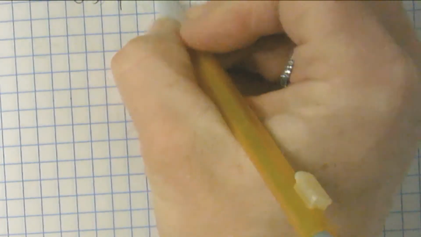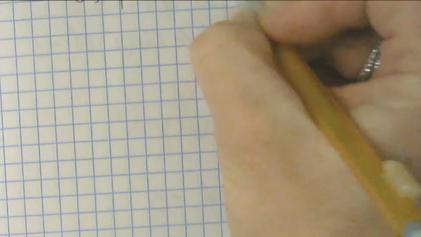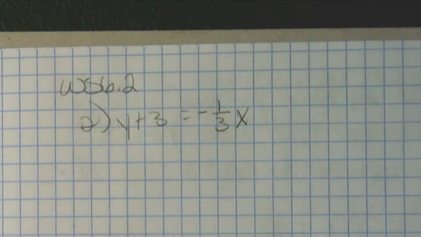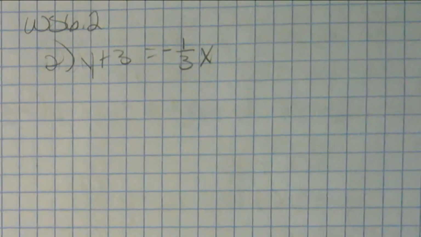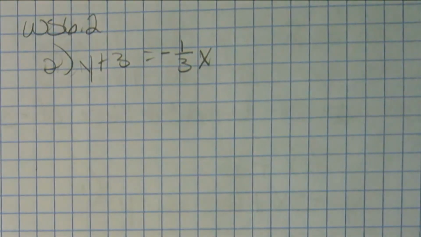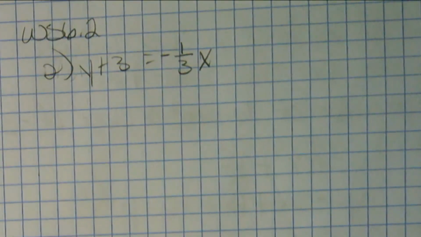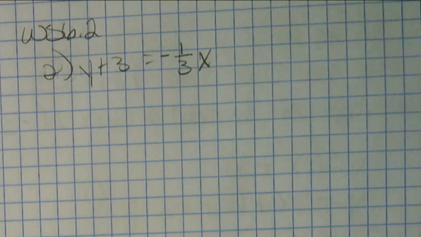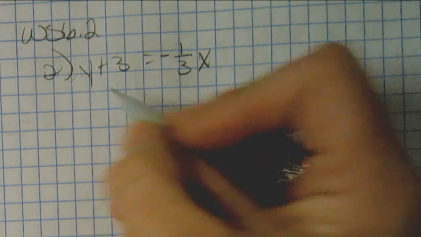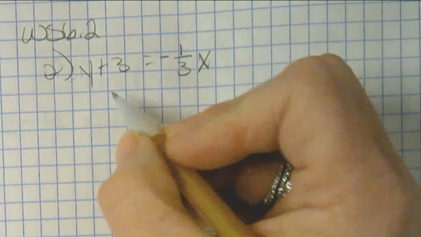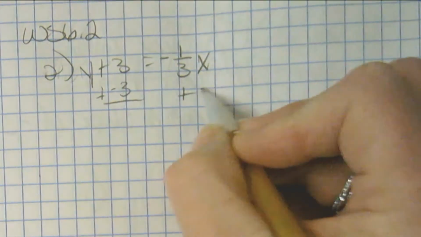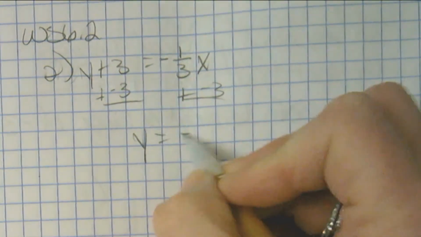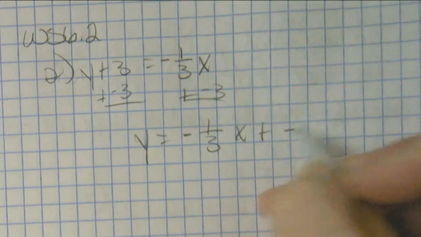So for number 2, I have y plus 3 is equal to negative 1/3 x. For me to figure out the slope and the y-intercept here, what do I have to do? Chris, what do I have to do? So what am I going to do to get that y alone so everything's on the same side? Excellent. I'm going to add a negative 3. So I get y equals negative 1/3 x plus a negative 3.